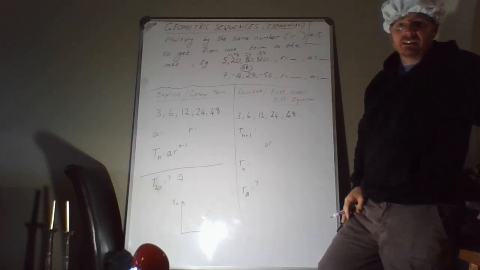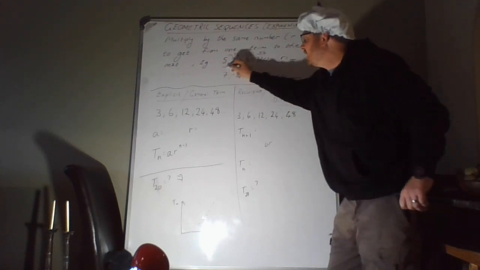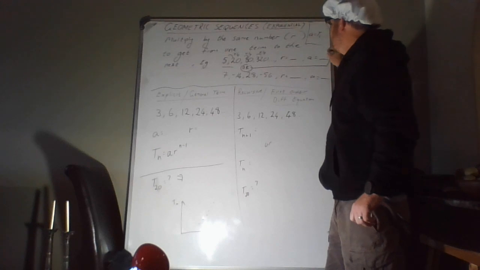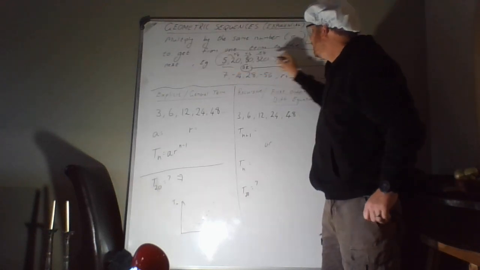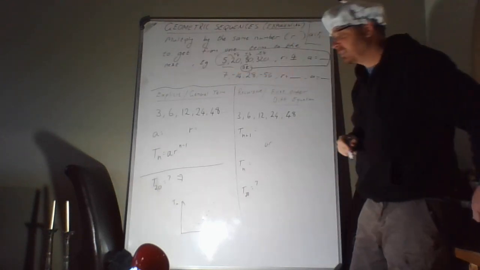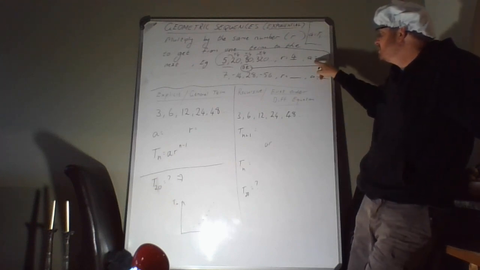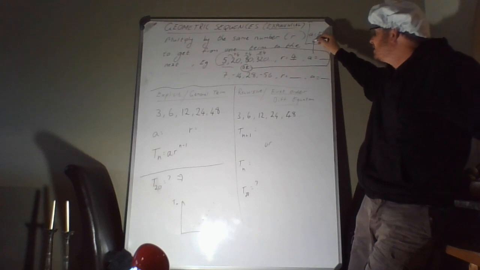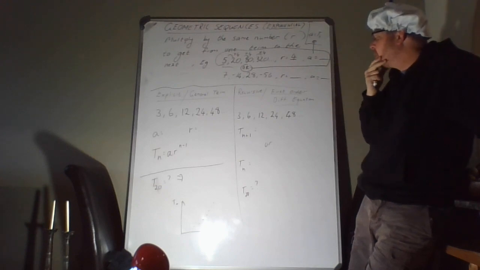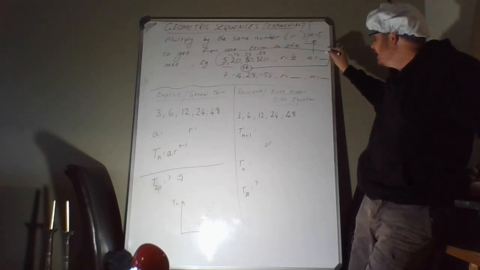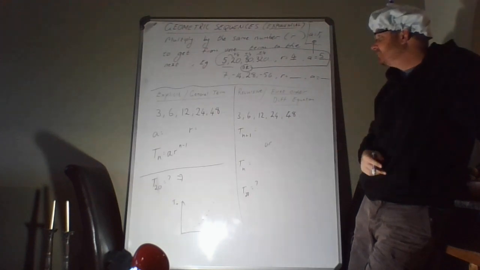So we say in this particular sequence, R is equal to 4. That's your common ratio. That's what you're multiplying by to get from one term to the next. And we're going to use a new notation, which is A. A is simply equal to the value of term 1. So in this case, A is equal to 5.